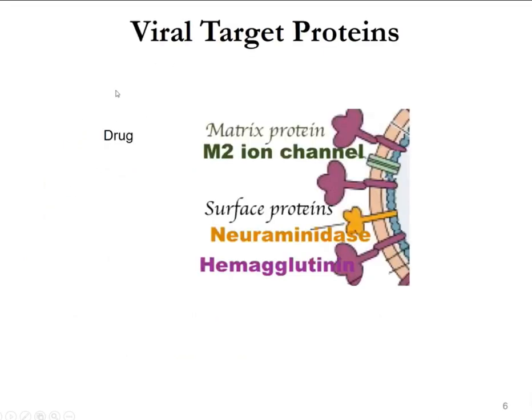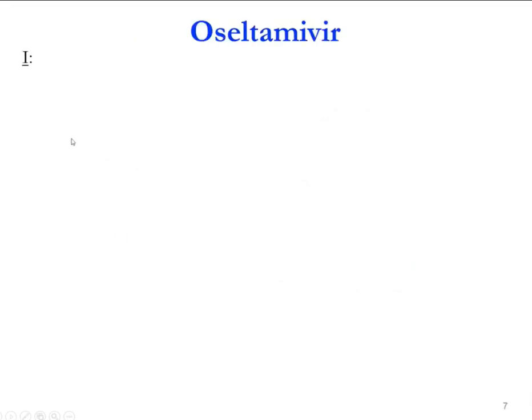Then, okay, viral target proteins. Flu virus has different types of proteins, surface proteins like neuraminidase, hemagglutinin, then matrix proteins, etc. So the drug oseltamivir targets a surface protein called neuraminidase. And another drug, amantadine. This is not the go-to drug, still people use it, but I'm not going to teach you this as a primary drug. The reason is this is actually now a Parkinson's drug. We will discuss why. So the drug we are going to learn is oseltamivir.